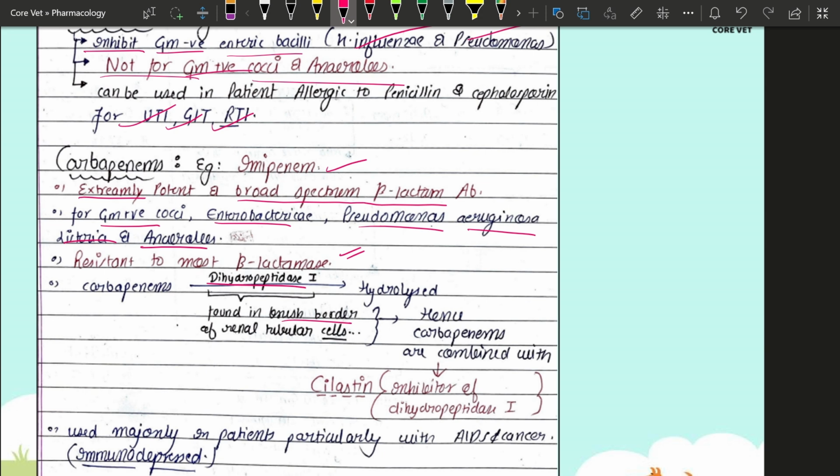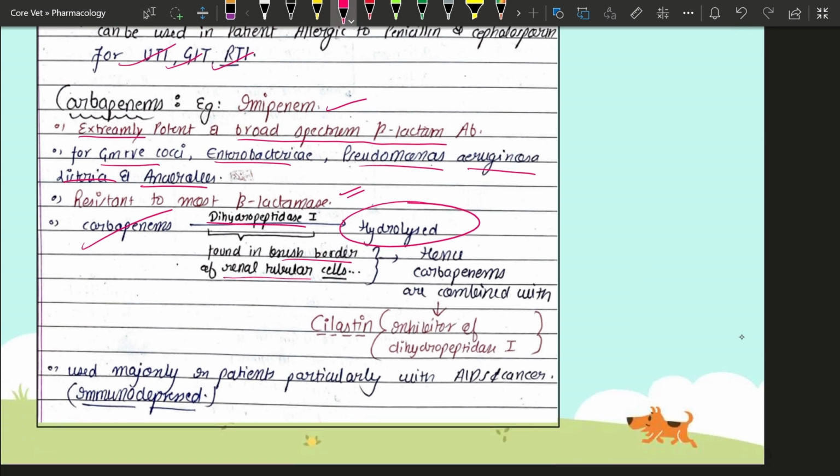Now if we talk about the carbapenems, one thing you have to remember is that there is an enzyme, namely dihydropeptidase. This dihydropeptidase is found in the brush border of the renal tubular cells. So what happens is that the carbapenem gets hydrolyzed in the presence of dihydropeptidase 1. So we combine the carbapenems along with cilastatin in order to inhibit dihydropeptidase 1. That's why we combine carbapenems along with cilastatin, right?